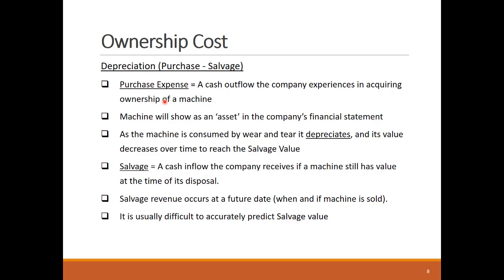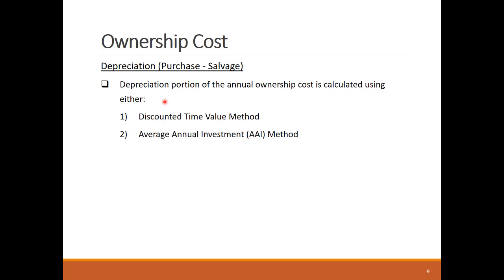The asset book value then decreases over the years to reach the salvage value at the end of the equipment's useful life. It's difficult to estimate the equipment's expected useful life and salvage value, but it has to be estimated anyway for financial accounting purposes. There are two approaches to calculate the hourly depreciation expense that's part of the total ownership expense: the discounted time value method and the average annual investment method.